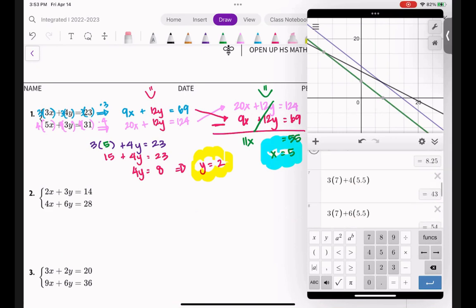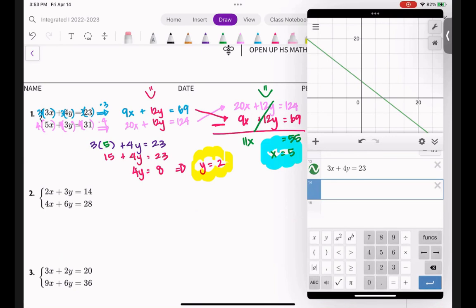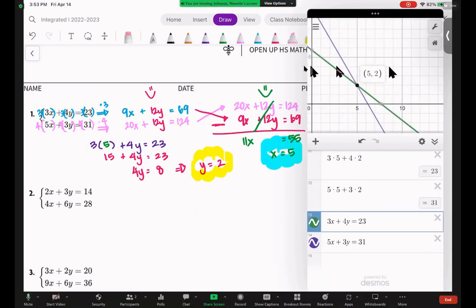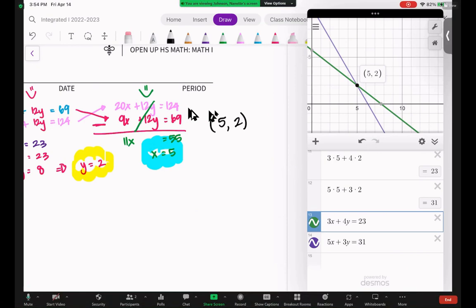Oh, let me turn up these other guys that I used earlier. Okay, there we go. And then my second equation is 5x plus 3y equals 31. There it goes. And if you see, there's this solution right there, and it says my solution is 5 comma 2. I usually like to finish off my answer by writing it as a point because it reminds me that graphically this is a point and I'm done.